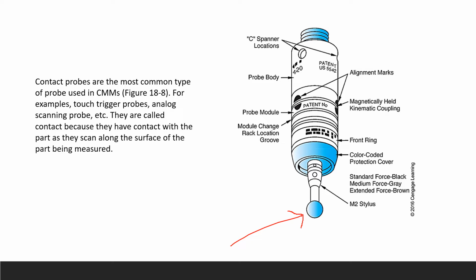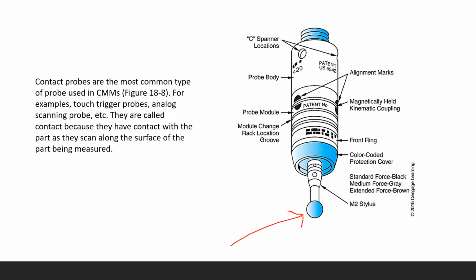We can read along, that's your body, and that's your module, part of your body. And then you can change that. Here is just a stylus. This is your point where the sensor is.